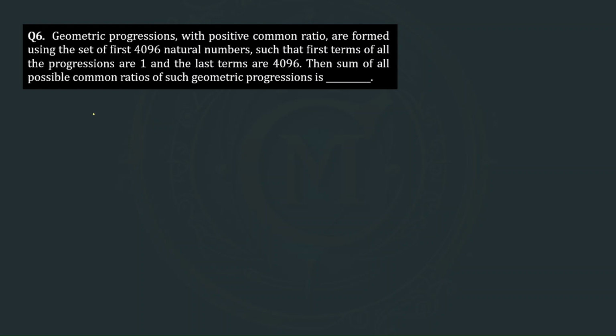So we know 1 into R to the power n minus 1 should be 4096. Now this can be written as R to the power n minus 1 is equal to 2 to the power 12. Now if we take log both sides with respect to the base 2, we get (n minus 1) into log r base 2 is equal to 12, or n equals 1 plus 12 upon log r base 2.